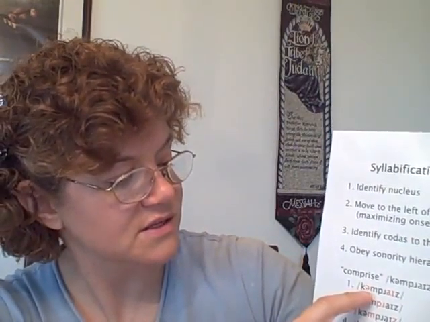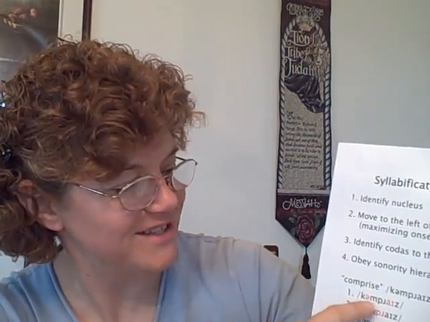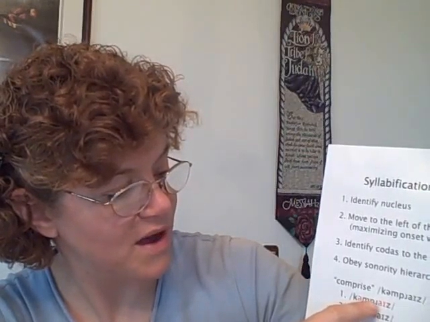Syllabification, how to make syllables. You always want to identify the nucleus, which is a vowel or a liquid. Move to the left of the nucleus and pick up onsets, and it can be more than one sound, like when we did spine. The sp is the onset. Identify the codas to the right of the nucleus and obey the sonority hierarchy principle. Usually you do that. Compromise. If you think about it, we found the vowel, you go to the right, go to the left, that's the onset, and then compromise.